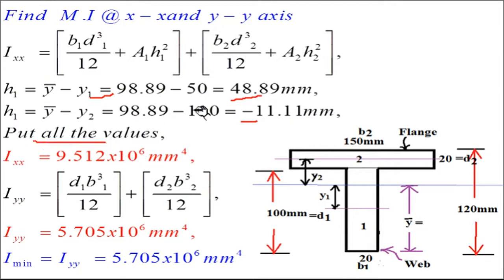Now by putting all these values in this particular equation, b1 means what? 20. d1 means what? 100.